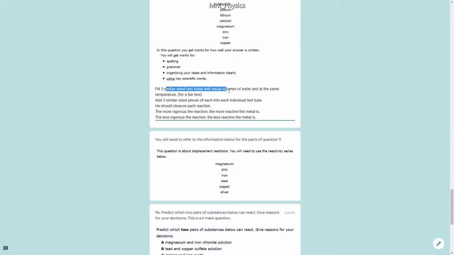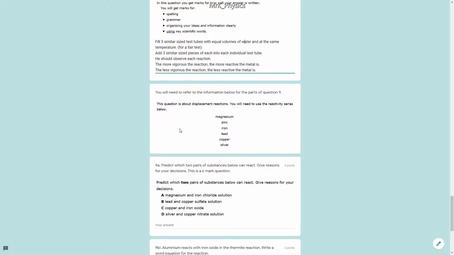So you get 2 marks here for your 2 different statements of trying to keep it a fair test. A mark here for the start of your method, a mark here for saying that you observe it and maybe note down your observations, a mark there for saying how to know which one's more reactive, and a mark for saying which one's less reactive. And that's how you make up your 6 marks.